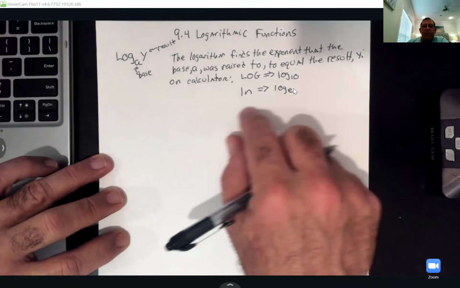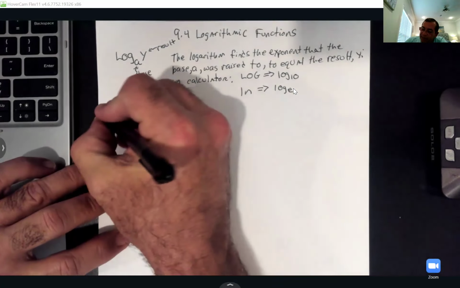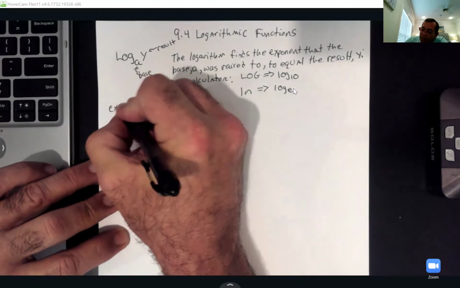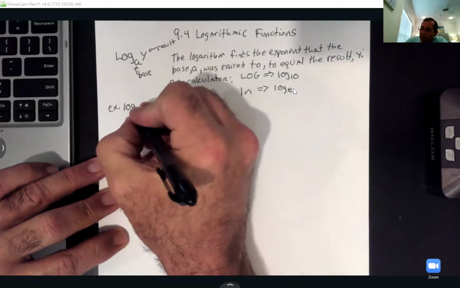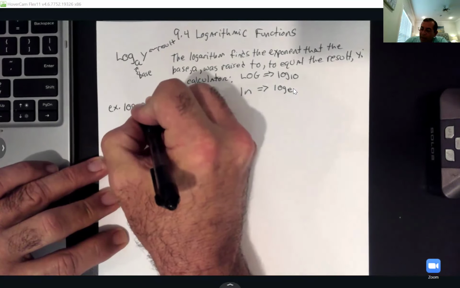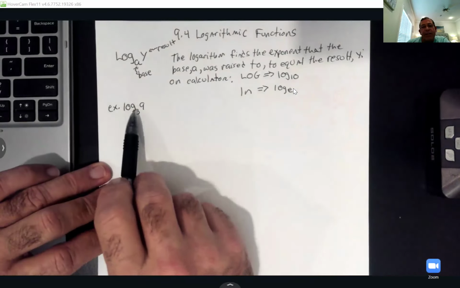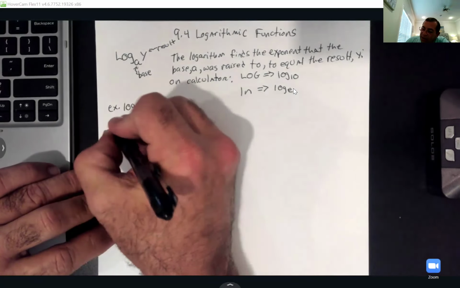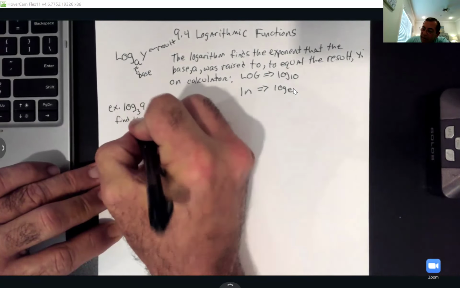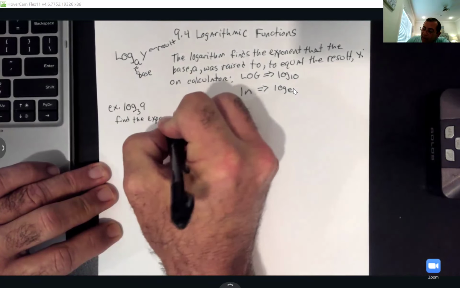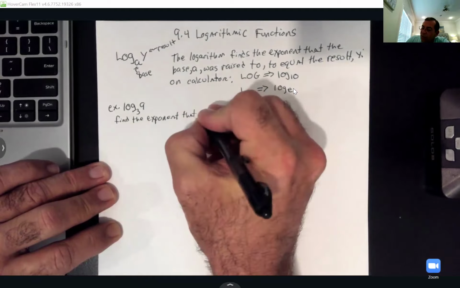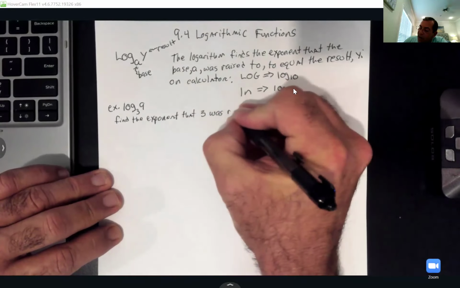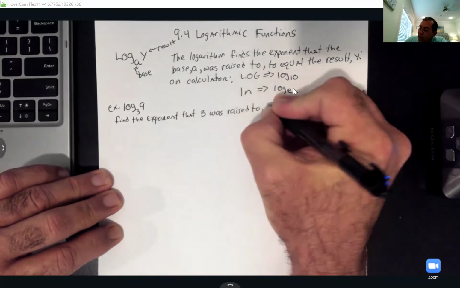So I'm just going to do a few examples here, and then we'll look at a graph. I want y'all knowing what these logs actually are. So let me do a log base 3 of 9. Here's what this is wanting me to find. It wants me to find the exponent that the base 3 was raised to equal 9.